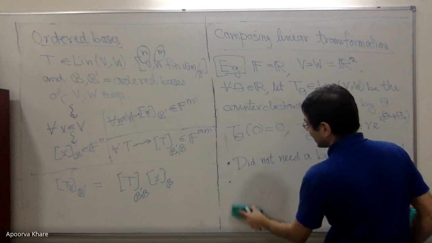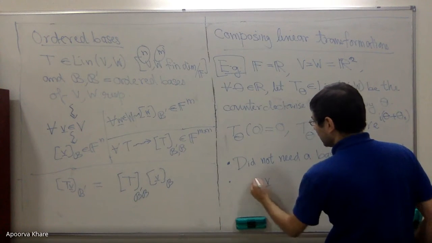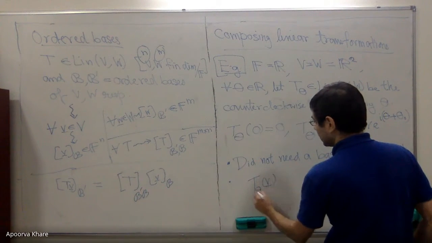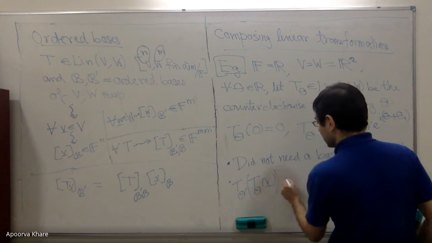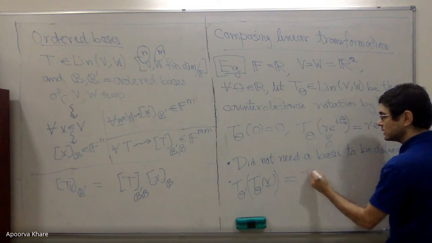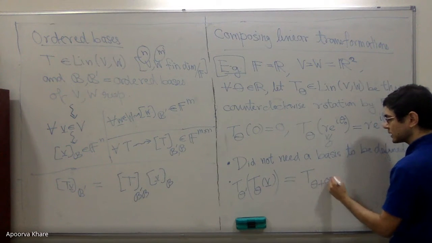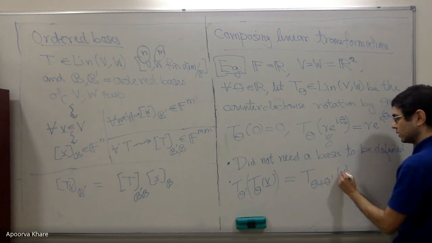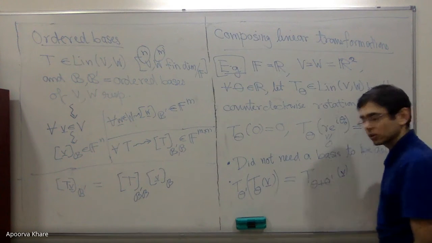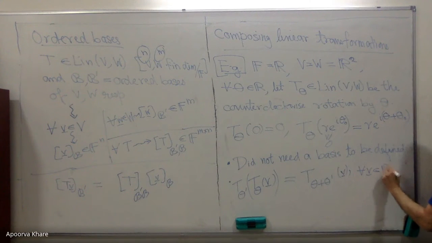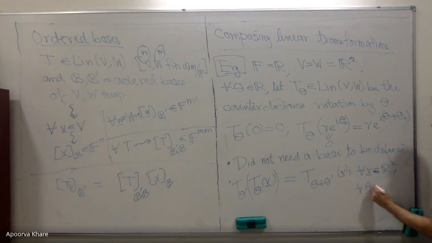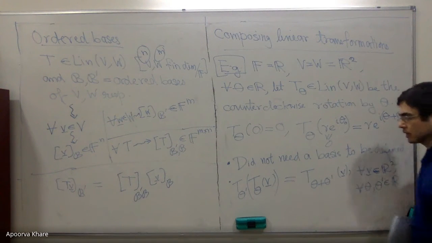If I start with the vector v and I rotate by t theta, and then I again rotate by t theta dash, let's say, then that is the same as saying this is t theta plus theta dash of v. Right? That is obvious. So this is true for all v in R2 basically, and for all theta and theta dash in the real line, for all angles.